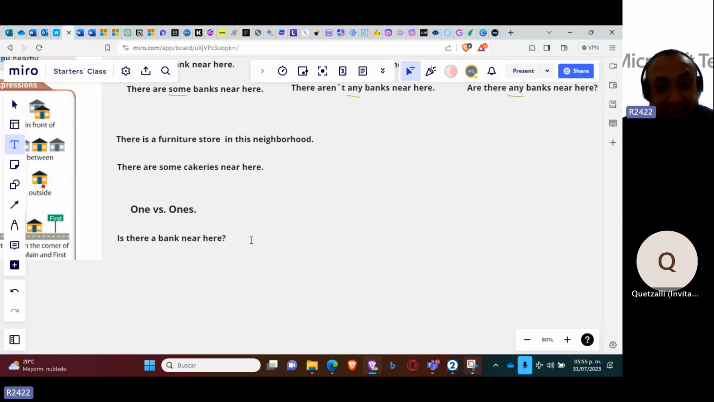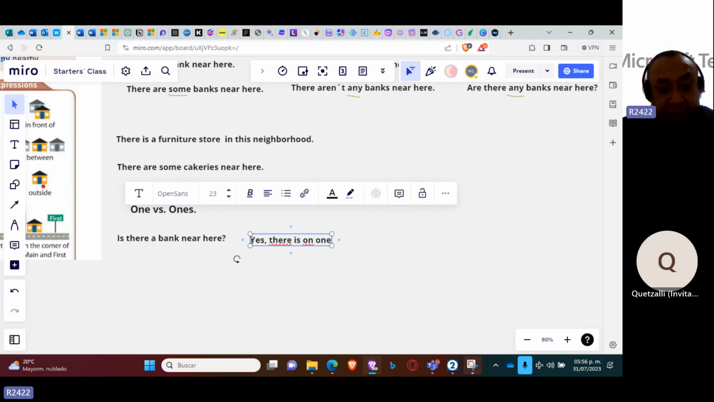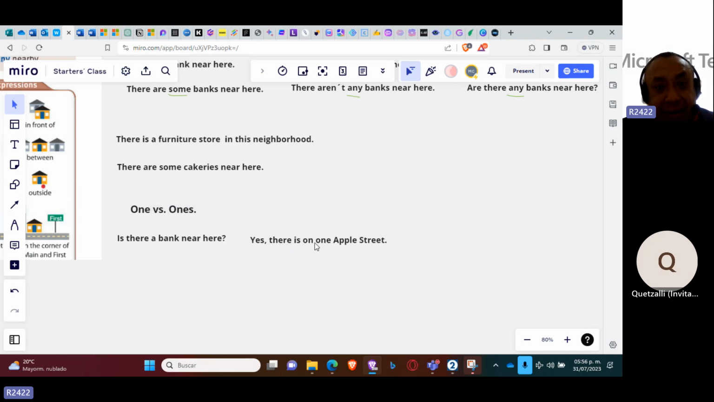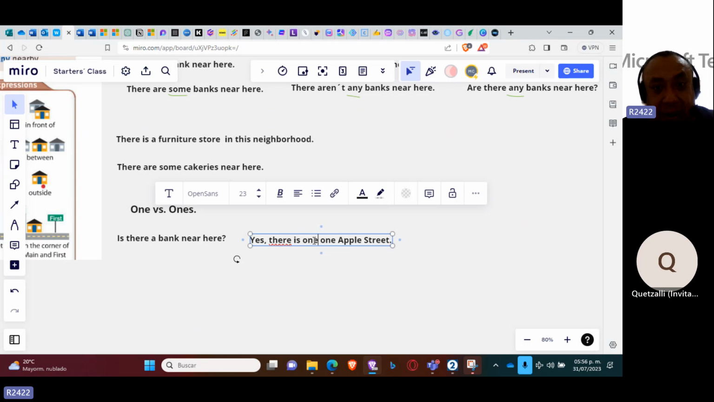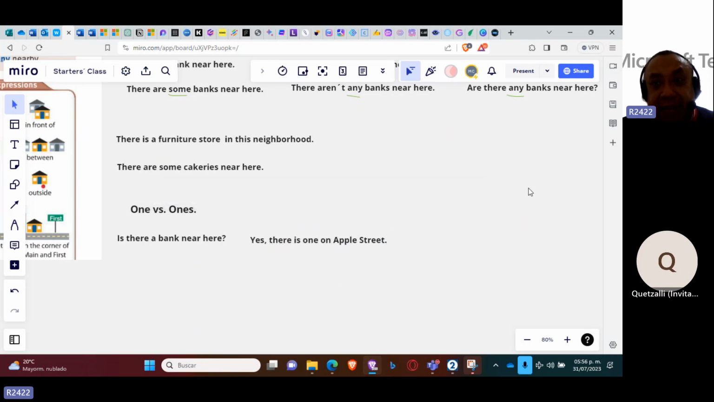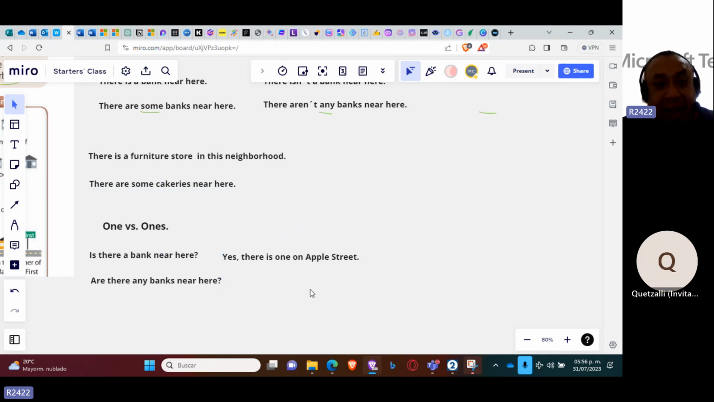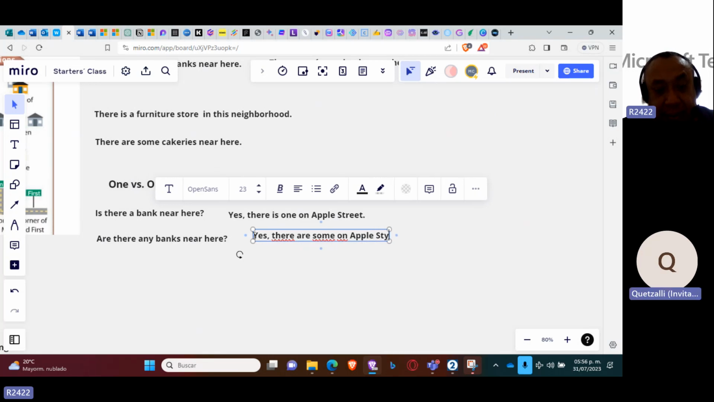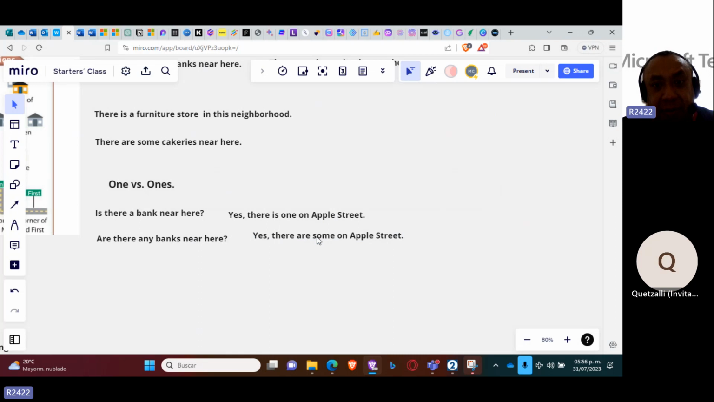Yo te puedo decir así, mira, yes, there is one on Apple Street. Sí, hay uno. There is one on Apple Street. Okay. Plural. Are there any banks near here? Yes, there are some on Apple Street.